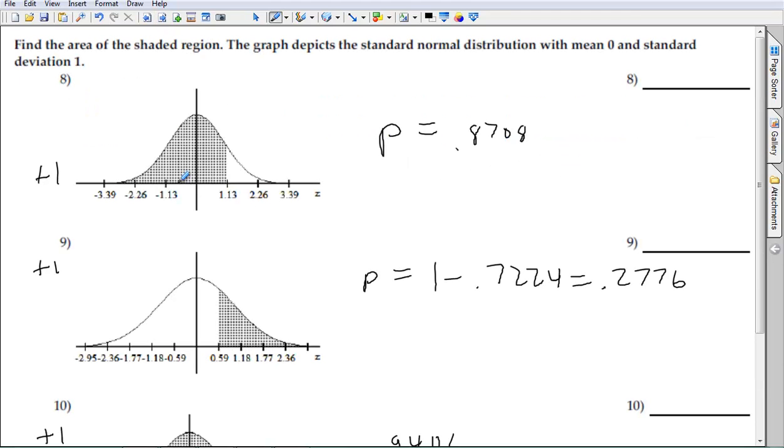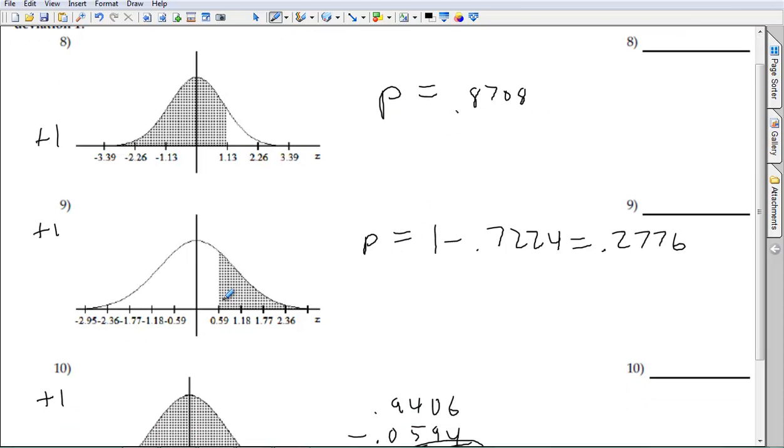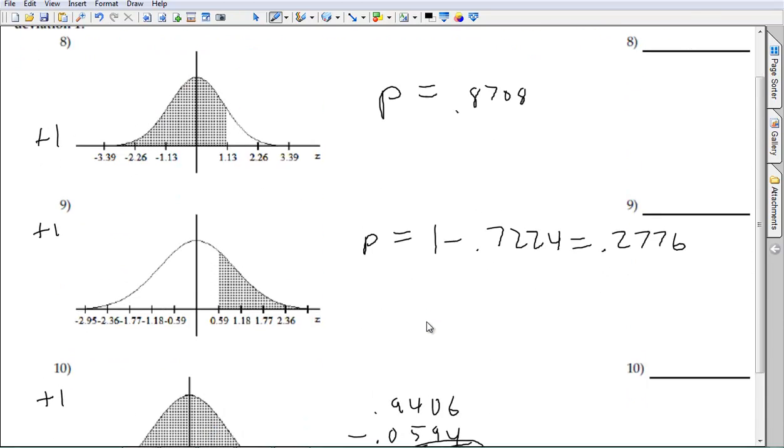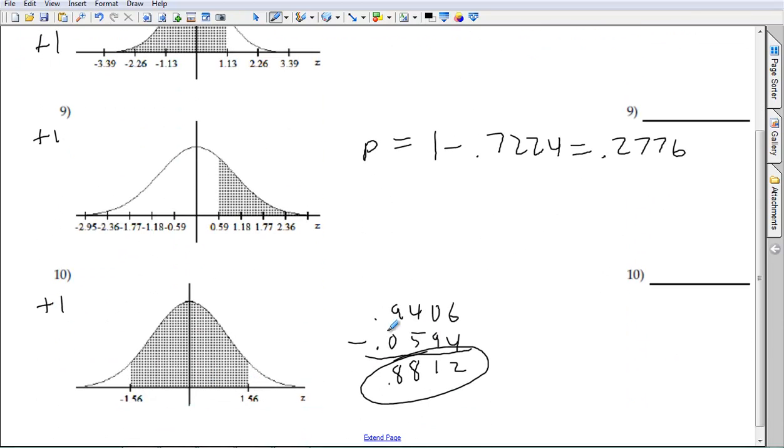These are straightforward. You just need to look up 1.13 in your z-table, and there you go, 0.8708. Again, look this up in your z-table, 0.59, and then take 1 minus that. Area to the right is 0.2776. And the area between would just be, look up 1.56, which is 0.9406. Look up negative 1.56, which is 0.0594, and find the difference to find the area between. So it's this total area minus this little area gives you what's between.